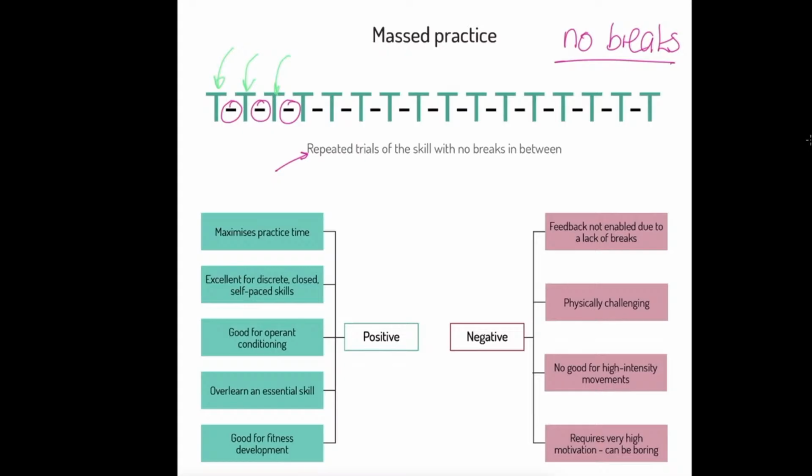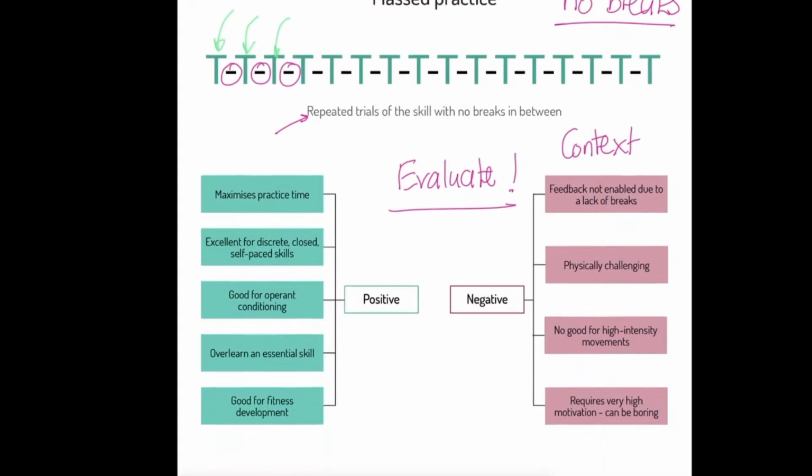Now, let's evaluate this. Can I stress to you folks that our job when it comes to one of our types of practice is to evaluate it. We can evaluate it purely, but we can also evaluate it in context. Of course, mass practice is going to be a far more ideal practice type in some sporting activities and skills than in others. So it has different strengths and weaknesses depending on what we're trying to practice. But let's look at the evaluation as a whole.